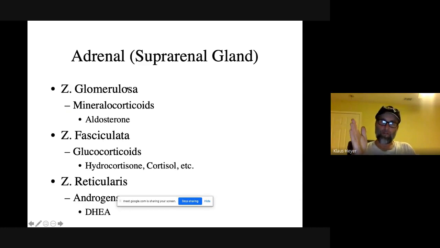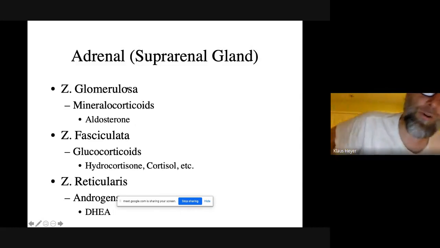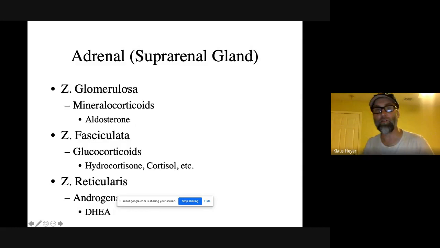I talked in another video about the zona glomerulosa and aldosterone. Now let's go to that middle layer, zona fasciculata, and they make glucocorticoids. So when you see the word corticoid, you often think steroids. Glucocorticoids are steroids, as you've heard of them before. And I just gave you some examples: cortisol, hydrocortisone, prednisone, a med pack, whatever. Those are all examples of steroids. They're something that your body makes.